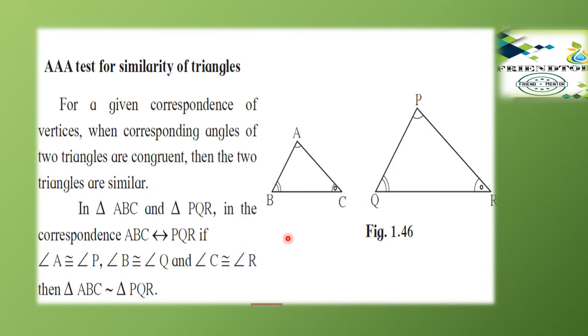Now they have given more information about this test, or a proof of how this will work. If we are checking only 3 angles, we are not checking any side, right? So if just 3 corresponding angles are congruent, then how can we be sure that the sides are in the same proportion? So for that we will see the proof of this test.